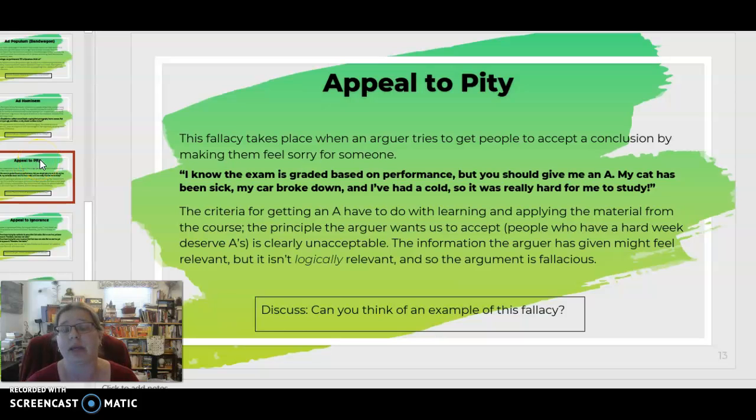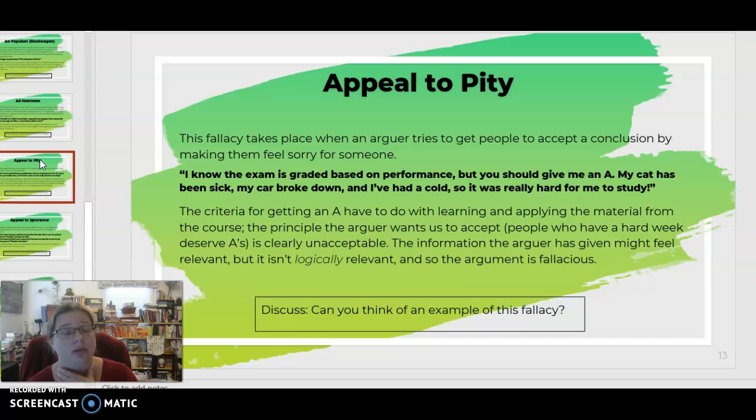We have appeal to pity, and this essentially is when you're trying to really get someone to feel sad or guilty or emotive about a particular topic, and we want them to make a decision that's not logically rational, just based on pity or feeling bad.